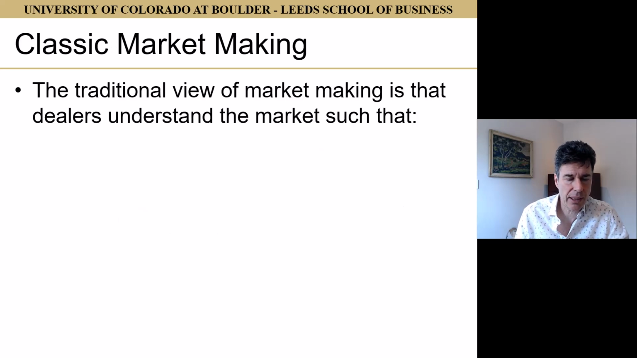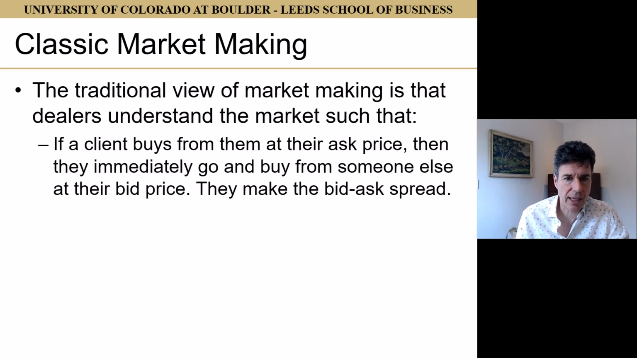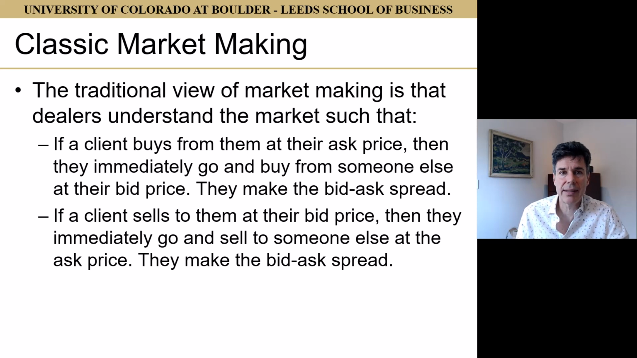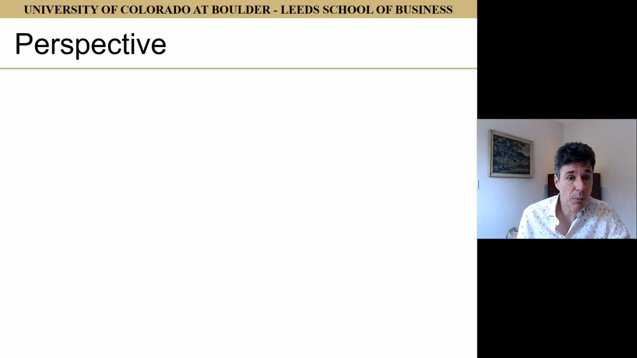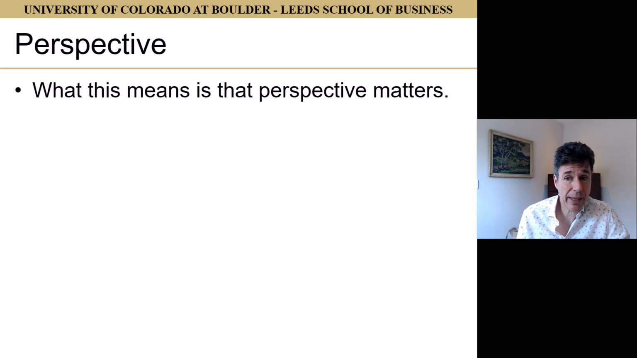Classic market making is that dealers understand the market such that if a client buys from them at the ask, then they immediately go and buy from someone else at the bid and they make the bid-ask spread. Or if the client sells to them at the bid, they immediately go and sell to someone else at the ask and they make the bid-ask spread. They take some risk in this because if they can't execute that second trade fast enough, the market can move against them.